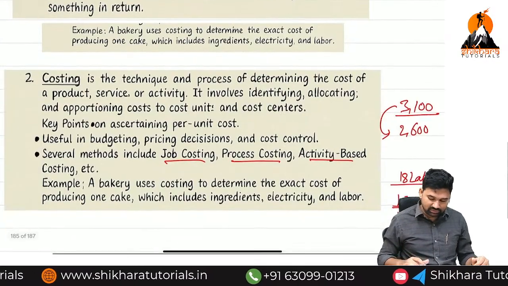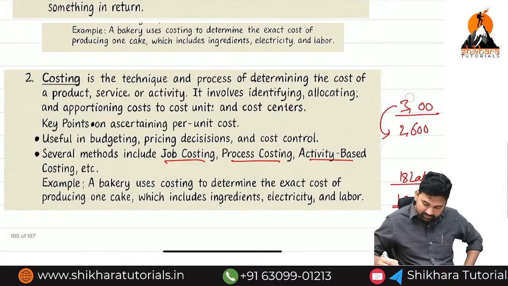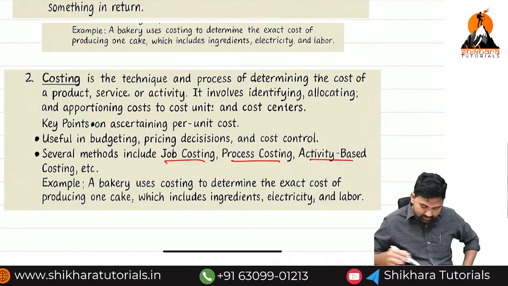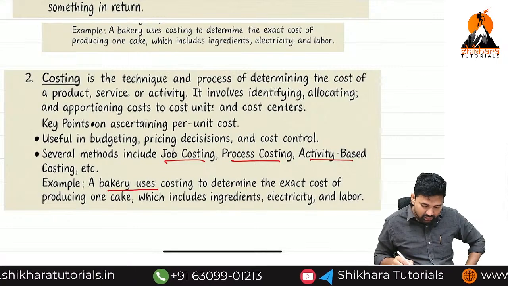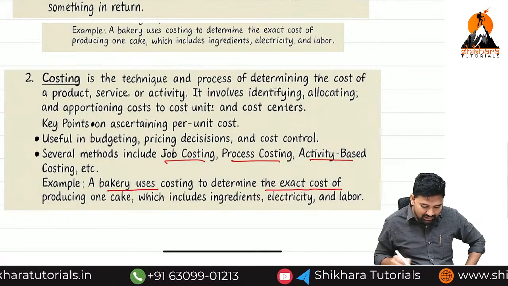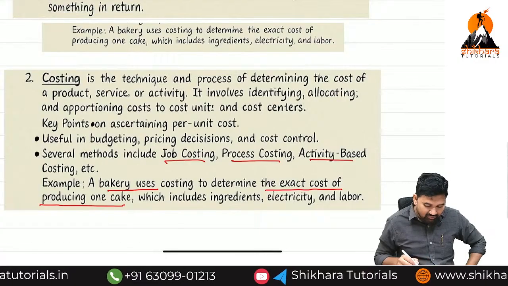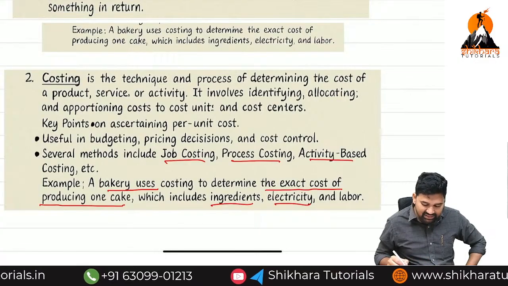Example, listen carefully. A bakery uses costing to determine the exact cost of producing one cake, which includes ingredients, electricity, and labor.